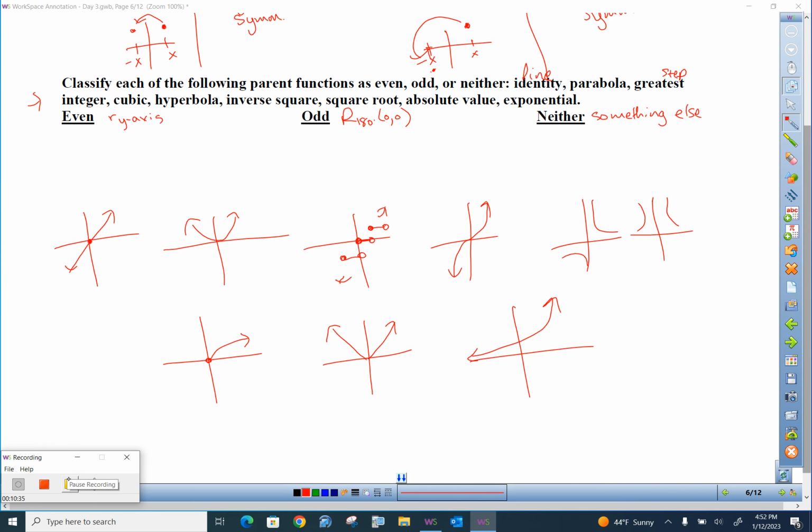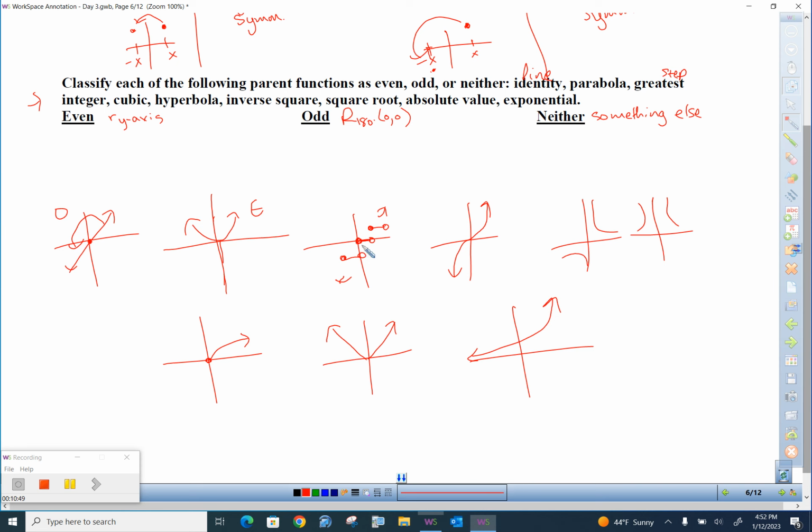Okay, here are the graphs. So identity, we have 180-degree symmetry. That's odd. You want to list it there. The parabola has symmetry through the y-axis. Okay, so that's even. This step function you may have struggled with.